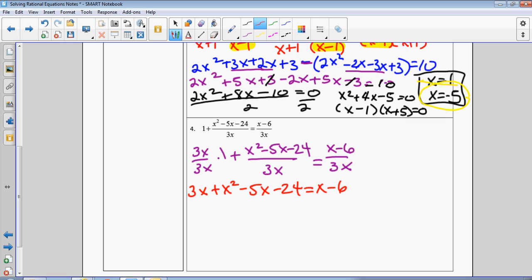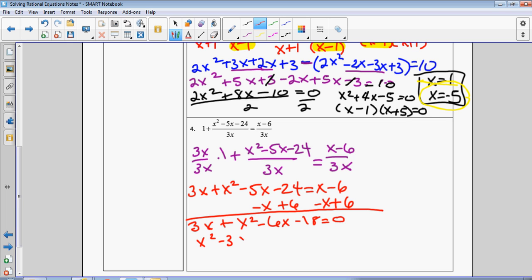And let's bring all of our terms to the left. Minus x, plus 6, plus 6. Okay, so I have 3x plus x squared minus 6x minus 18 equals 0, and I need to combine my like terms still. I have x squared minus 3x minus 18 equals 0.